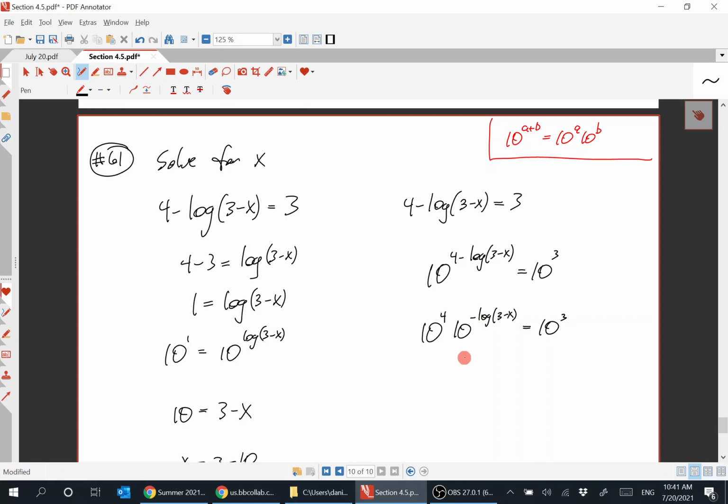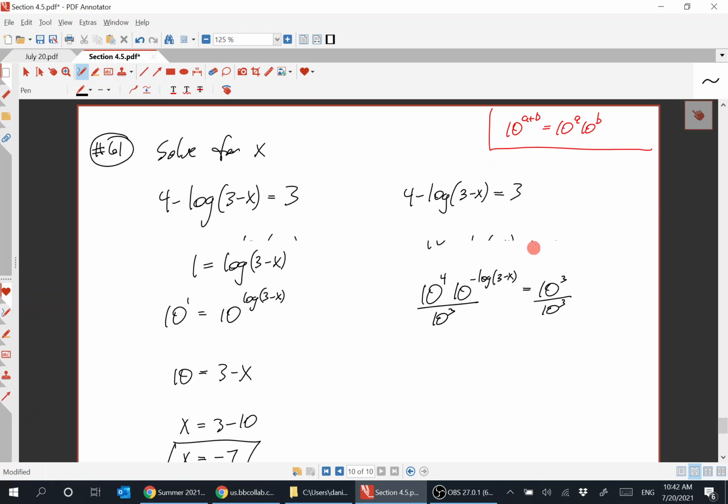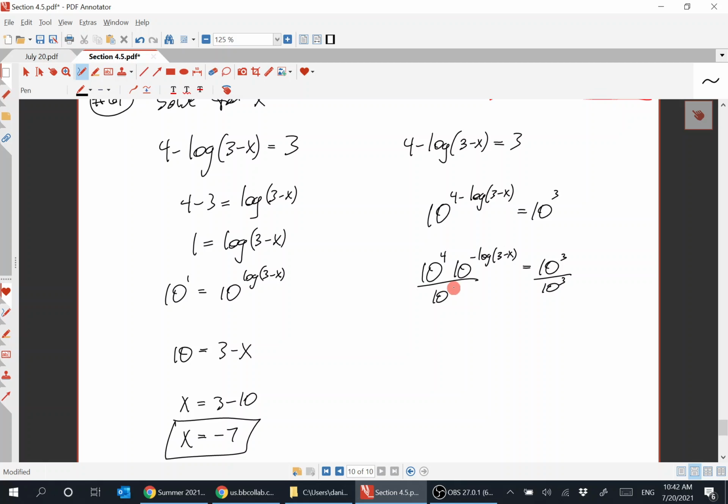So in order to deal with the negative exponent, this is 10 to the fourth and 10 to the third. So I'm going to divide both sides by 10 to the fourth. All right, so over here we get 10 to the negative log of 3 minus x is equal to 10 to the third over 10 to the fourth, which is 1/10.